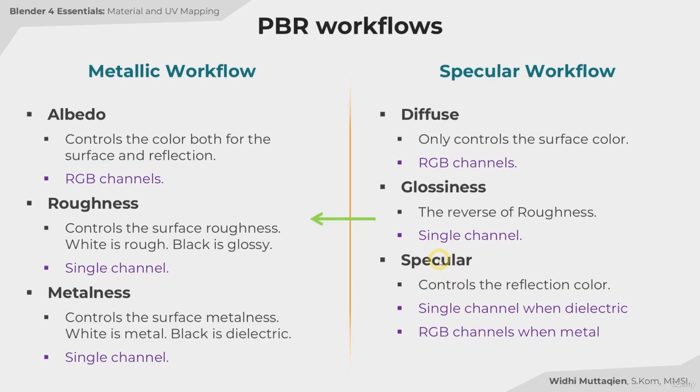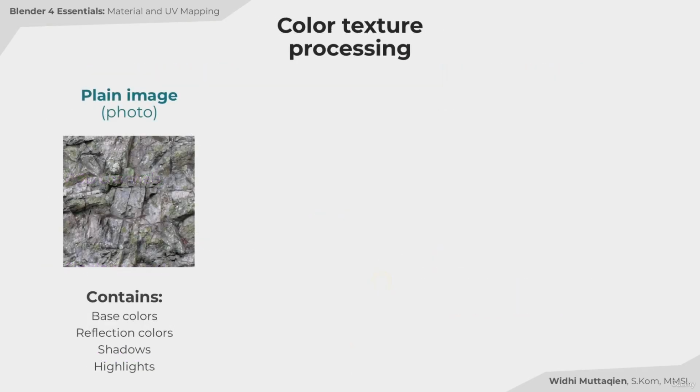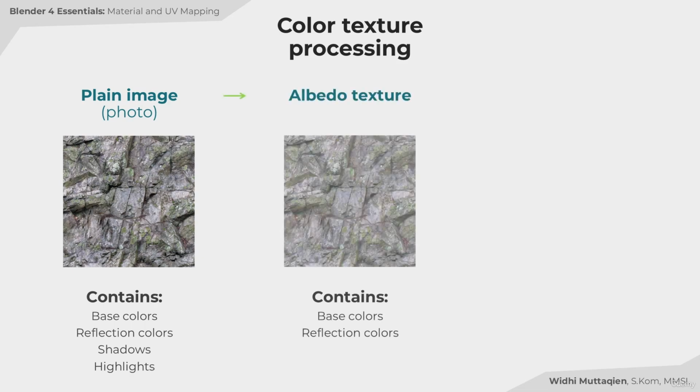Another issue is also the amount of image processing for the color texture to be used in a specular workflow. Before the PBR standards, color textures usually still contained shadows, highlights, and the reflection colors. Most of the time, we want to avoid these colors as they can make the material look fake. With special processing, the shadow and highlight colors can be removed from the image, leaving only the pure color of the surface. The result is what we call the albedo texture. This is the type of color texture needed in a metallic workflow.